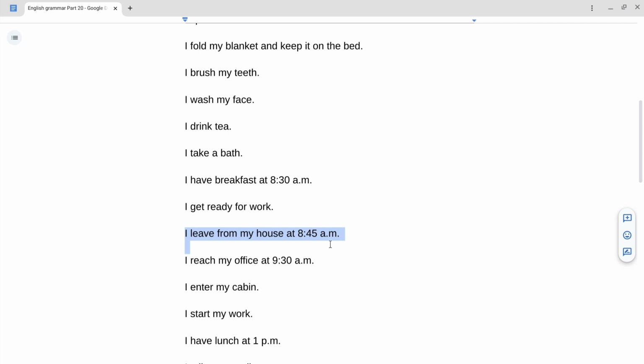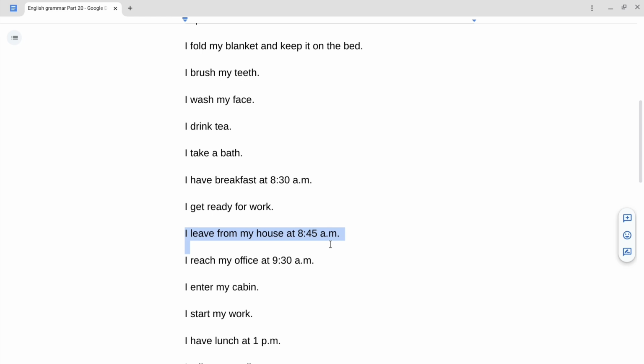After that, I leave from my house at 8:45 a.m. L-E-A-V-E. Leave has different meanings as a noun and a verb. Here, let us concentrate on the meaning in this context, in this situation. Here, leave means you are leaving from one place and going to another place because you want to go to your office, right? So what do you have to do?